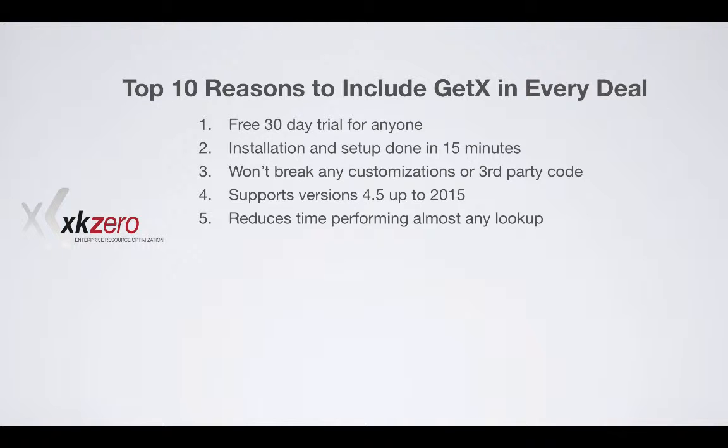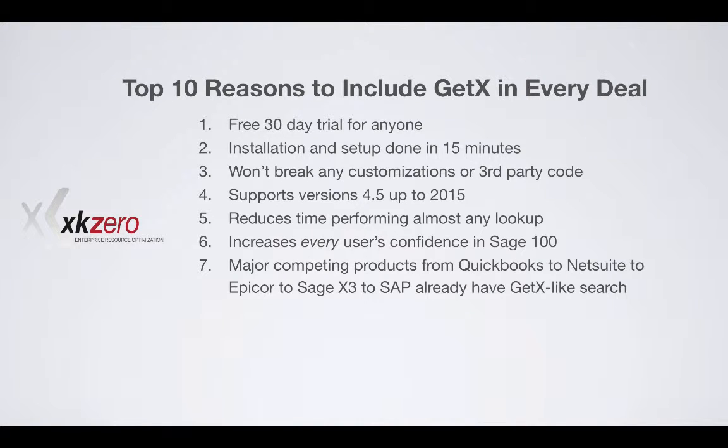GetX reduces time performing almost any lookup. It increases every user's confidence in Sage 100. Major competing products ranging from QuickBooks to NetSuite to Epicor to Sage X3 to SAP already have GetX-like search capability. So if you're competing to win deals, keep in mind that if any of these types of products, and there could be others as well, have a universal search-like capability, and that's being shown in a demo, and you don't have that capability, it will be noticed.